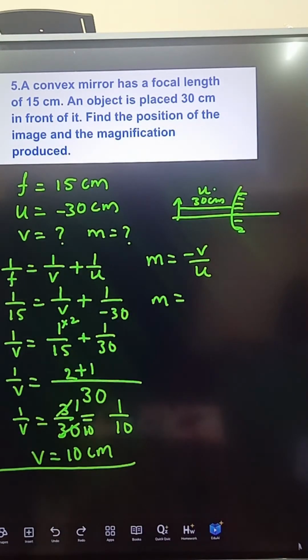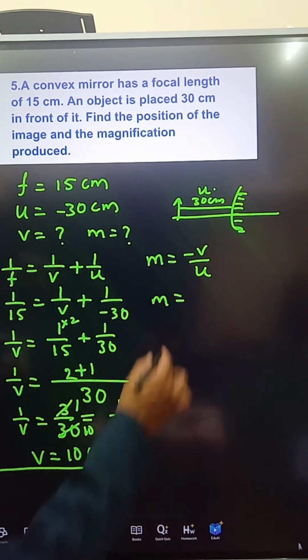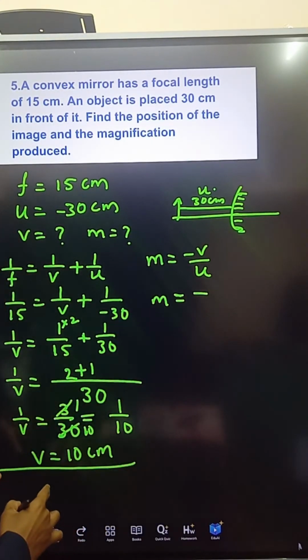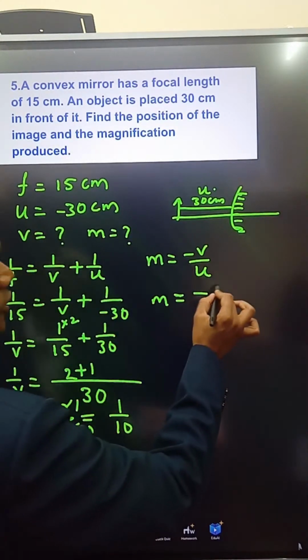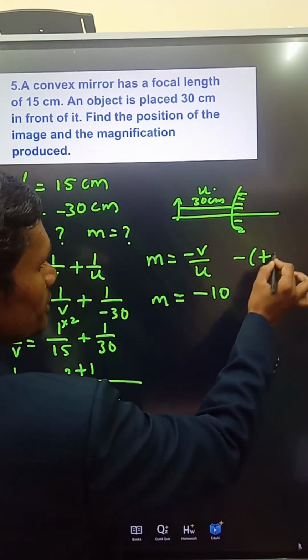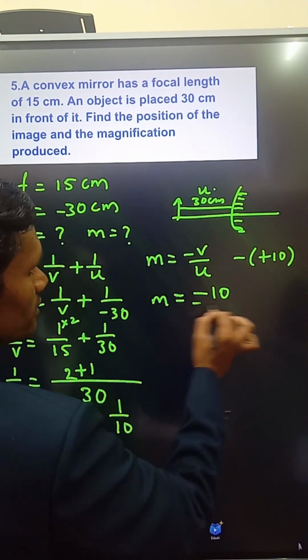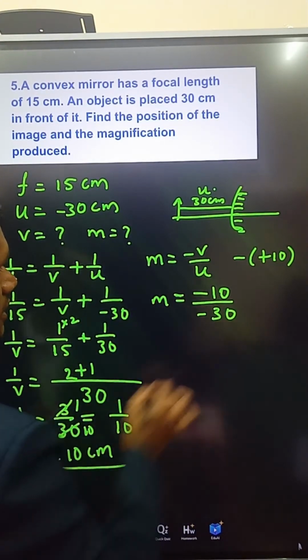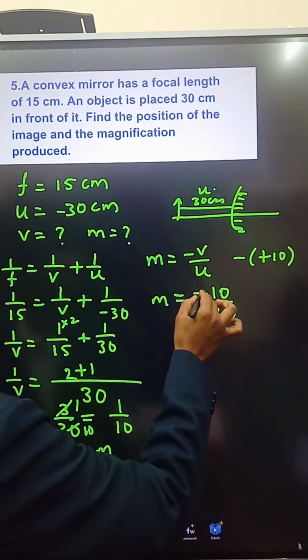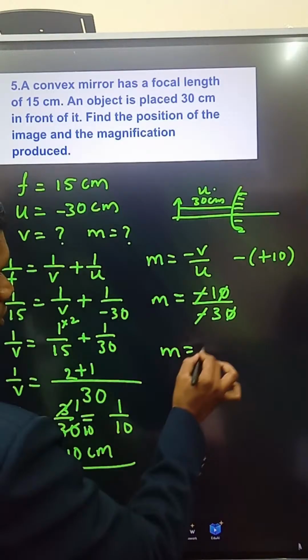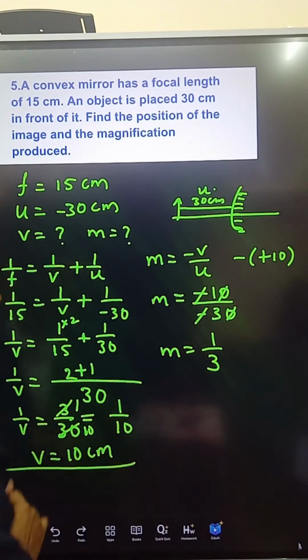The minus sign you keep as it is. Distance, what is that? 10 centimeter. So this becomes minus of plus 10, that is minus 10, right? Divided by u, which is given as minus 30, right? So minus minus gets cancelled, 0 0 went. Magnification is 1 by 3, right? 1 by 3 it is.